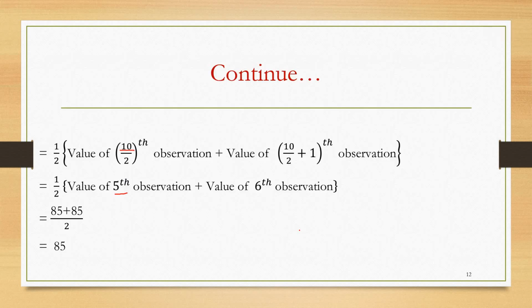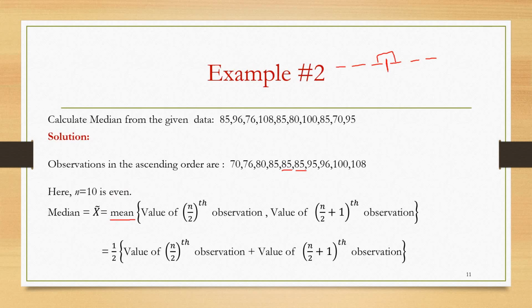For example, in the previous example, if we just exclude 85, the 6th value, and write 89 instead, then the median will be 85 plus 89 divided by 2, and the median will be changed. Okay.